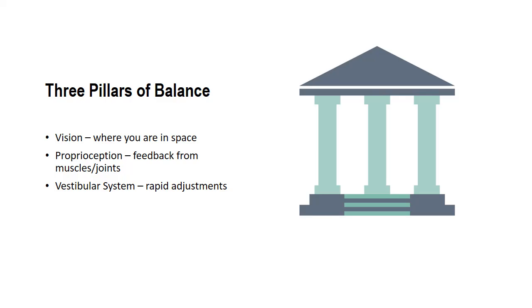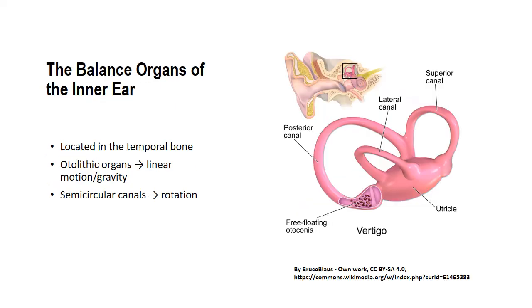Maintaining balance isn't just about the ear. It requires a triad of inputs: vision, where you are in space; proprioception, feedback from muscles and joints; and most critically, for rapid adjustments, the vestibular system of the inner ear. The balance portion of the inner ear is called the vestibular labyrinth. It sits deep in the temporal bone and contains two distinct types of sensors: otolithic organs for linear motion or gravity, and semicircular canals for rotation.